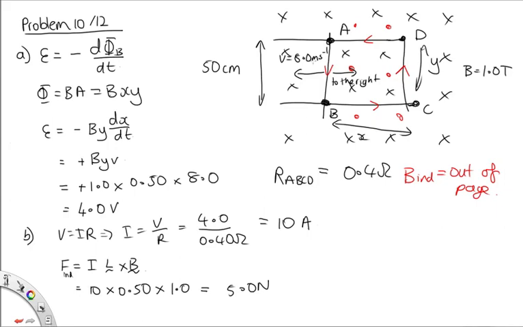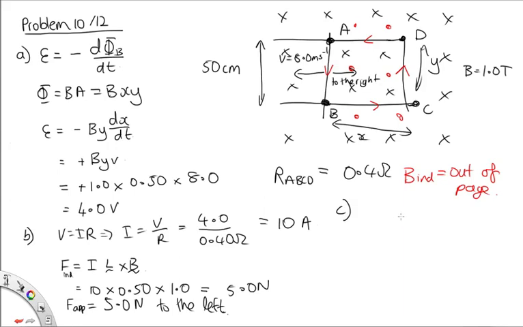So to keep it going at a constant velocity, we need to apply a force equal to this induced force and in the opposite direction. So the applied force will be 5.0 newtons to the left, so in the same direction as this velocity here.